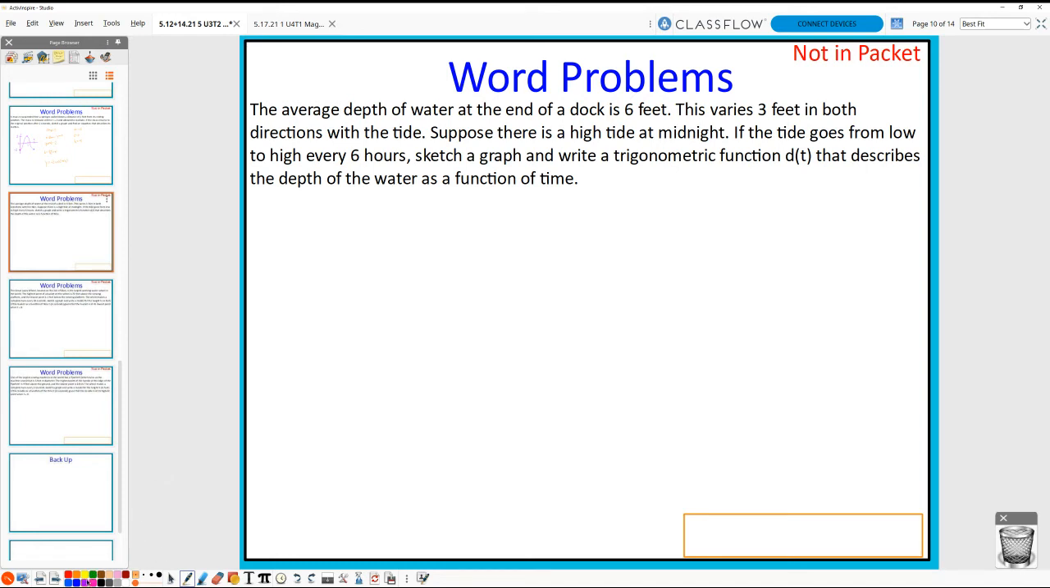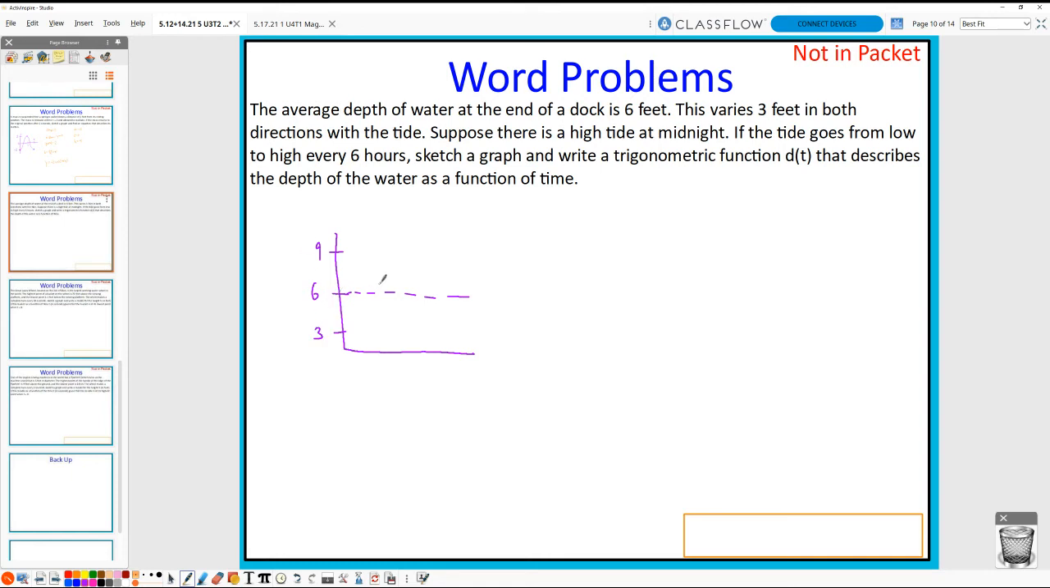Okay, cool. So we already have a good amount of information that they told me. They told me the midline is 6, and it goes up and down. It varies, meaning it changes 3 up and 3 down. Cool. So I have my max, I have my min, and I need to figure out the rest.